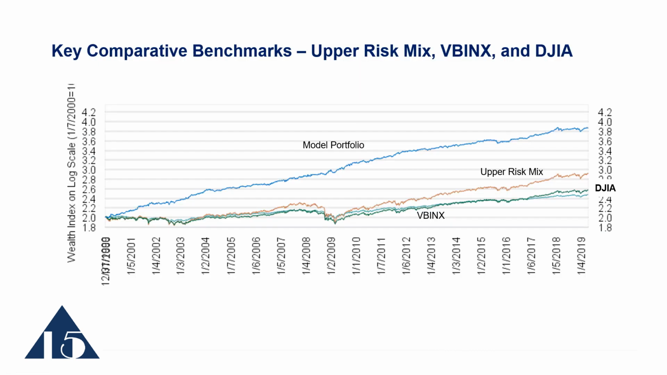If we put together the three comparative benchmarks, the upper risk mix, VBINX, which represents the type of investment that many people will have, and the Dow Jones Industrial Average, we get an idea of how the model portfolio performs. These lines moving across the bottom are those three comparative benchmarks. VBINX is the turquoise line, the Dow Jones Industrial Average is the dark green line, the upper risk mix is the tan line.